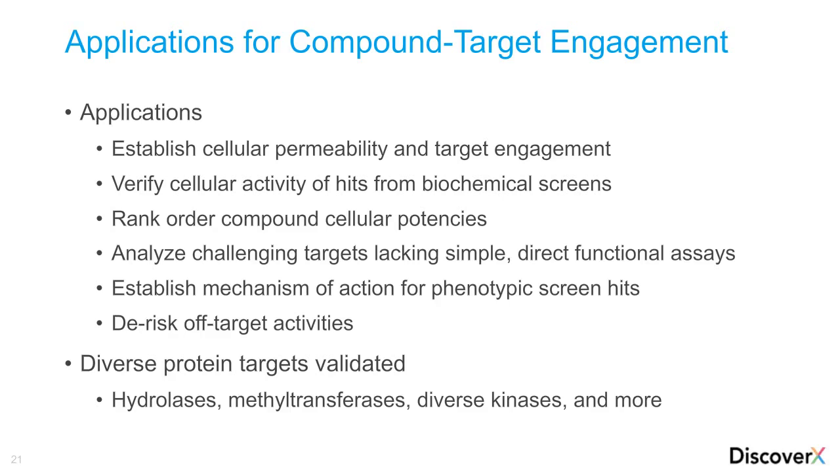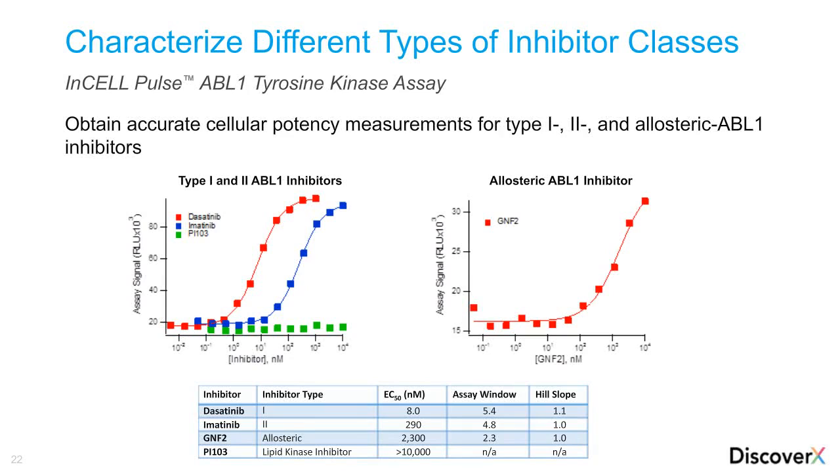You want to establish the mechanism of action for your compound that may have been a hit from a phenotypic screen. For instance, a hypothesis of compound X binding kinase Y, and prove that you get cellular target engagement. Maybe you want to de-risk off-target activities. You may have seen your compound in a broad biochemical screen. And all these can be applicable for many different targets. We've tried hydrolases, methyltransferases, and many different kinases. And our customers are trying a lot more, and we'll keep adding to our collection to help you with your project. All right, so our first example is looking at ABL1.